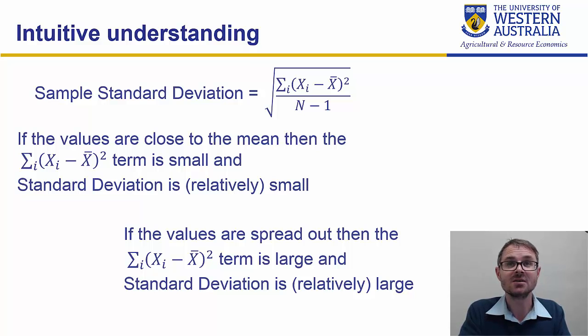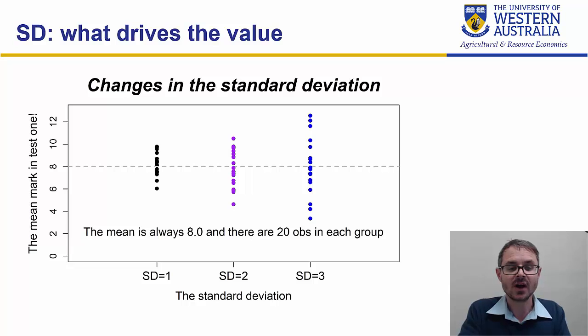So if the numerator is small, the whole expression is going to be small. And that's really the essence of this. So what is standard deviation telling us? It's telling us about the spread of the data. So what have I got here?